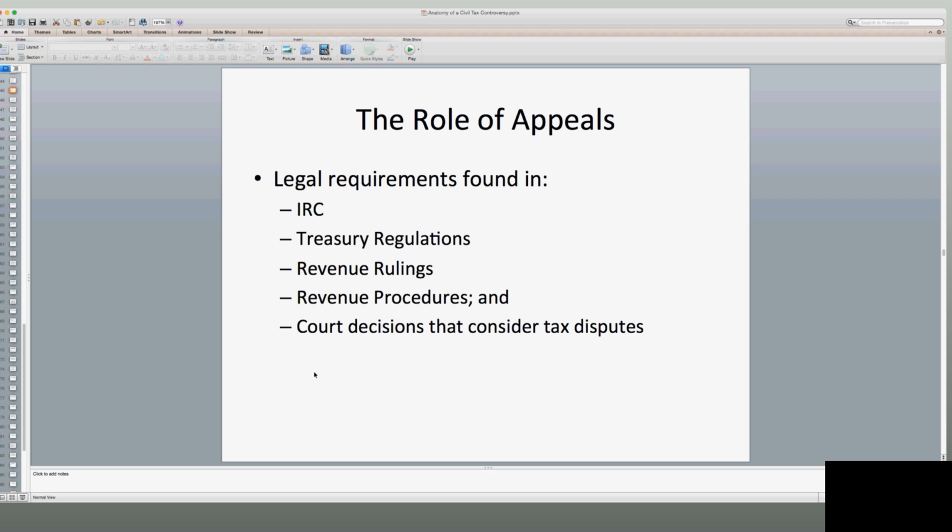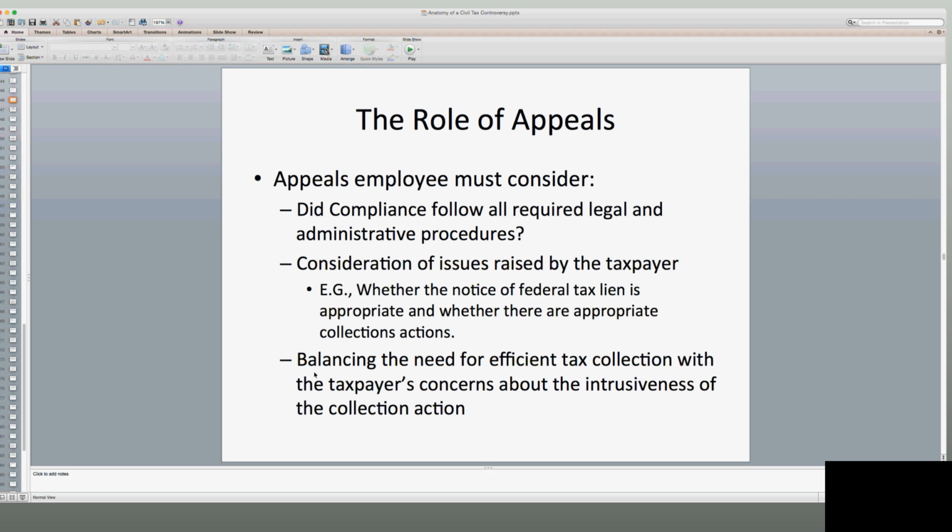So here are the legal requirements. They're found in the Internal Revenue Code, they're found in Treasury regulations, all the fun stuff that we like to stay up at night reading, revenue rulings, revenue procedures, court decisions that consider tax disputes. This basically distills everything. I've tried to make this as least mind-numbing as possible and just give you what you need to know so that you don't have to stay up at night reading the Internal Revenue Manual and the court cases. The appeals employees must consider these following issues.